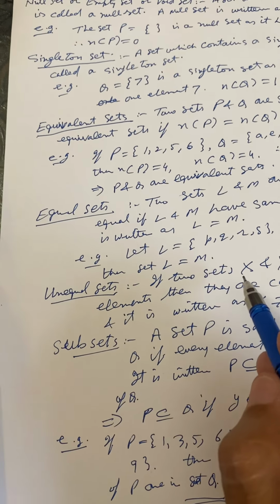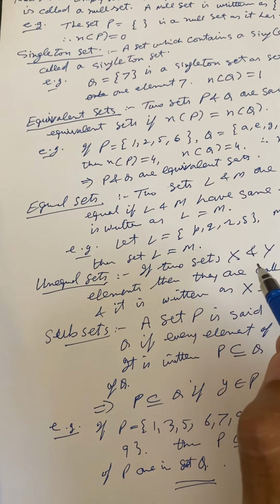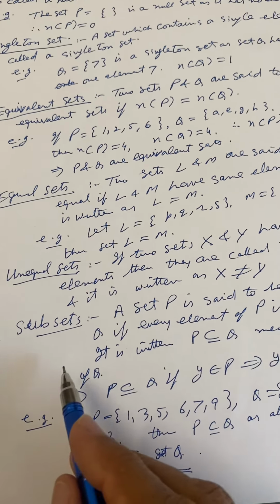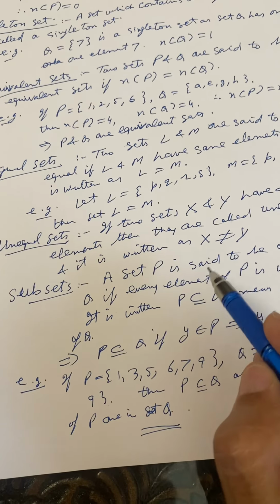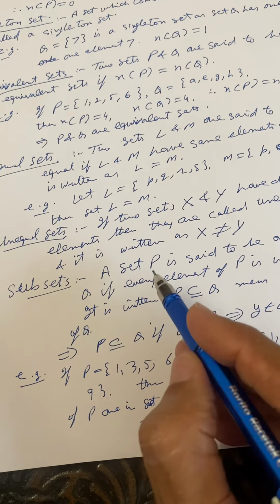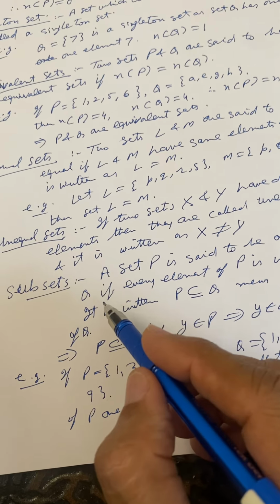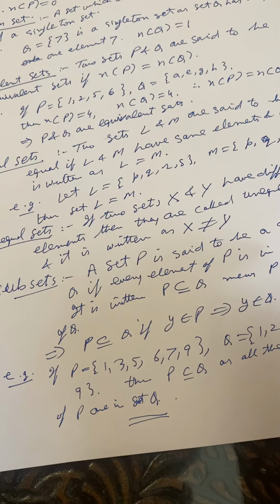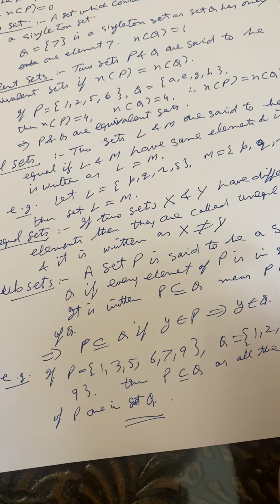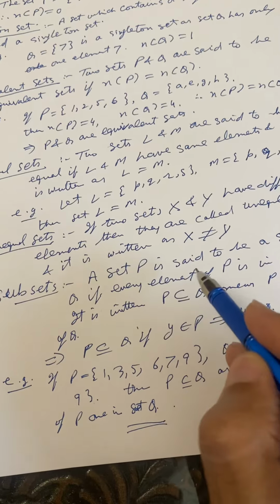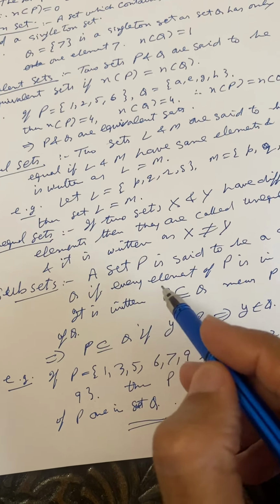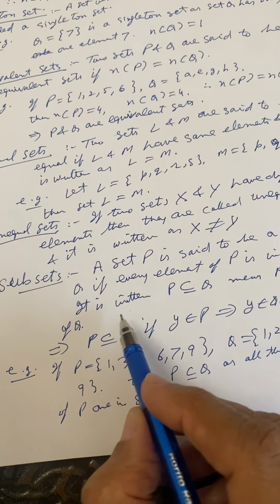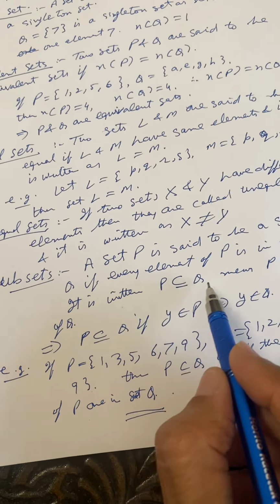Then unequal sets. Two sets are said to be unequal if they have different elements, that is, not the same elements. Then subset. A set is said to be a subset of another set if every element of the previous set is an element in the other set. That is, a set P is said to be a subset of Q if every element of P is in the set Q. It is written by this symbol. P is a subset of Q.